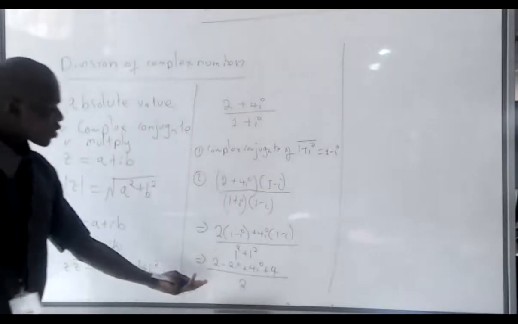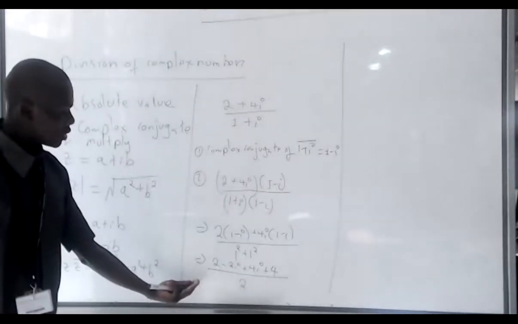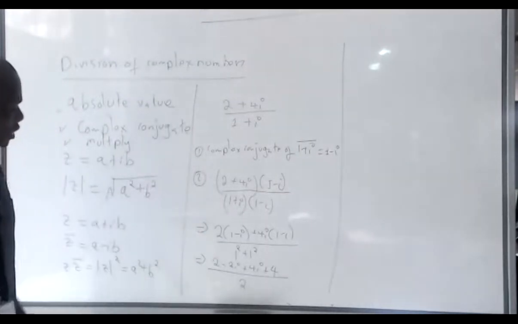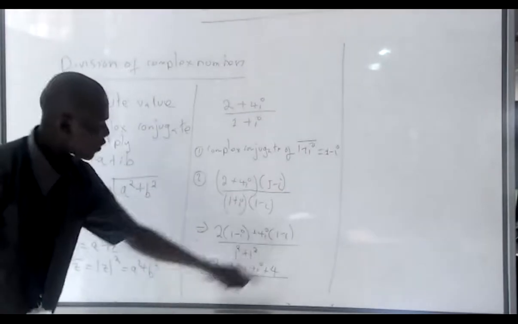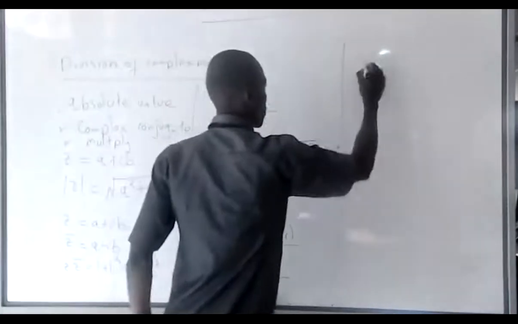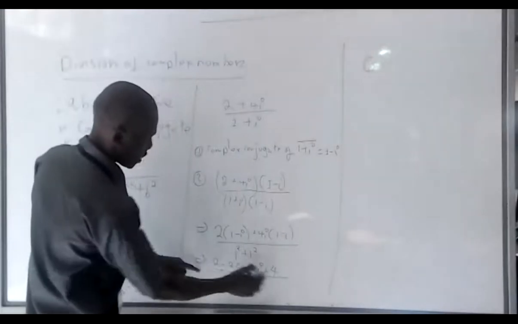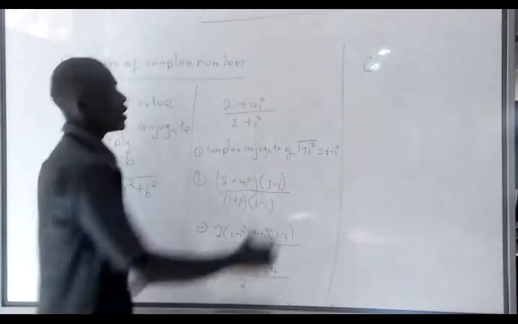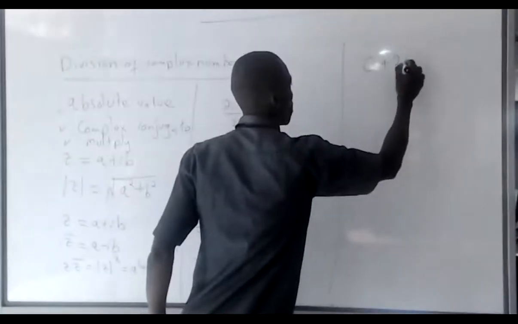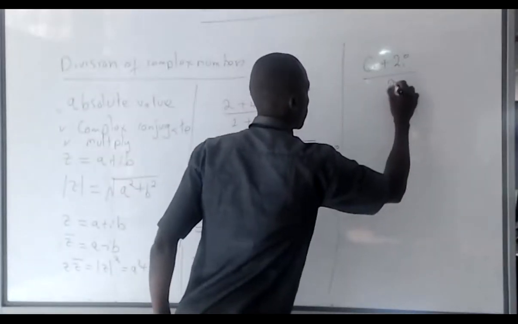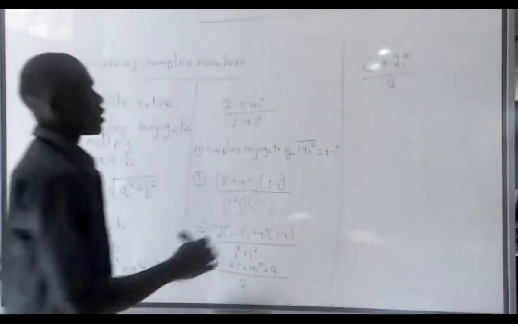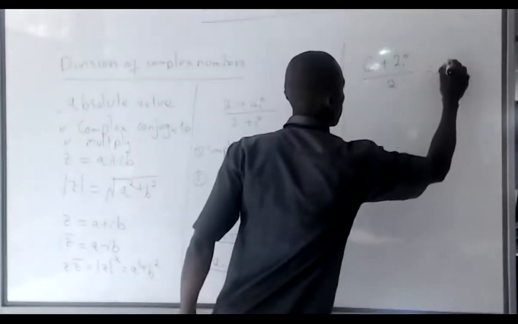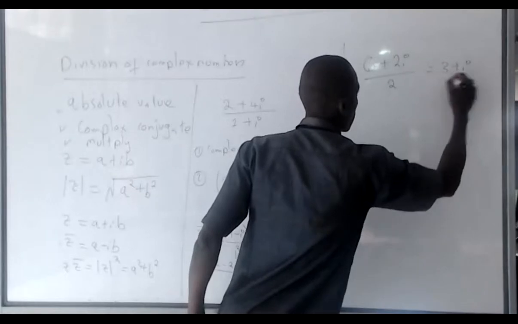And then at this stage, just combine the imaginary parts together and combine the real parts. So the real part will be 2 plus 4, which is 6. And then the imaginary part will be minus 2i plus 4i, which is plus 2i. And you get your final answer as 3 plus i.